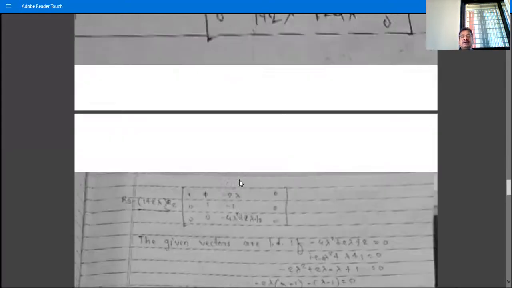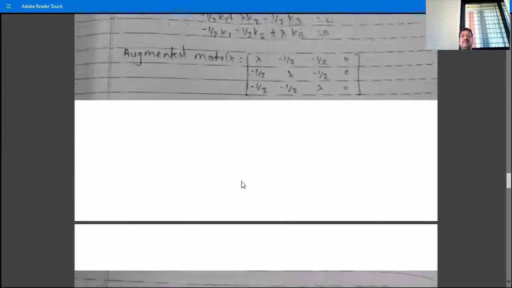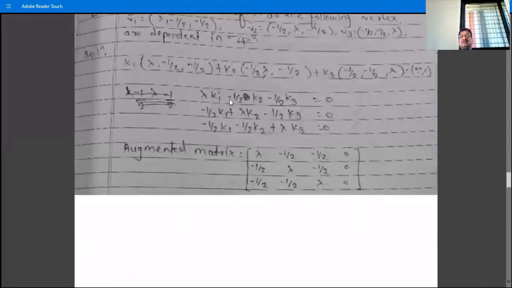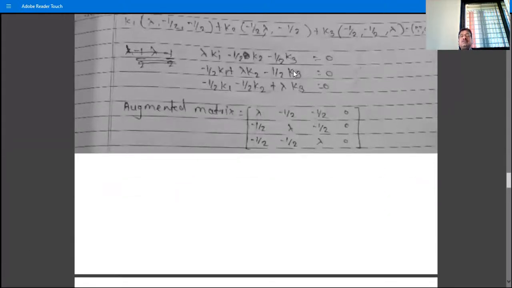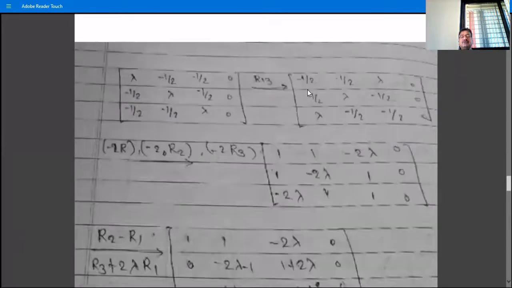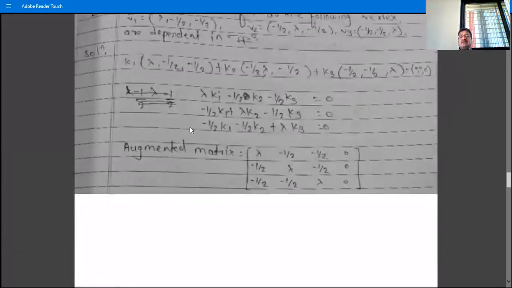And now we have to reduce this again to echelon form. Then we have to reduce this element to 1. But when this is reduced to 1, if it is not equal to 0, then the given vectors are linearly independent. The three vectors are linearly dependent if this system has a non-trivial solution, that is, if K1, K2, K3 are not all equal to 0. So this is the homogeneous system.